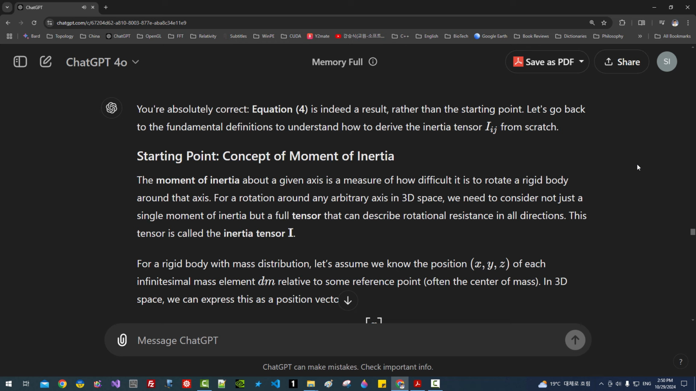Starting point. Concept of moment of inertia. The moment of inertia about a given axis is a measure of how difficult it is to rotate a rigid body around that axis. For a rotation around any arbitrary axis in 3D space, we need to consider not just a single moment of inertia, but a full tensor that can describe rotational resistance in all directions. This tensor is called the inertia tensor, I.